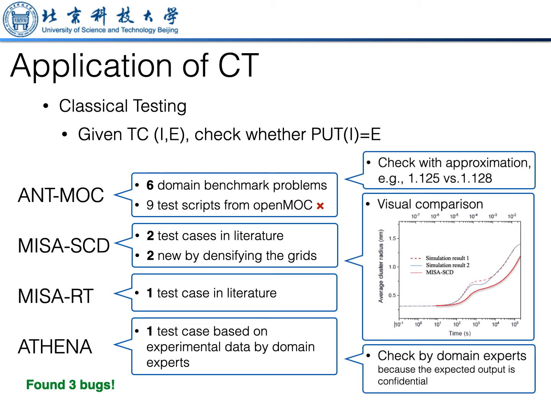Regarding checking the output, we also encountered some difficulties. For example, for ANTMOC, we can only check whether the actual output is close to the expected, since it's never equal to the expected output. For MISA-SCD and MISA-RT, we can only do visual comparison because the expected outputs were presented as figures in literature. For SINA, we can only ask the domain expert to check the result because the expected output is confidential.